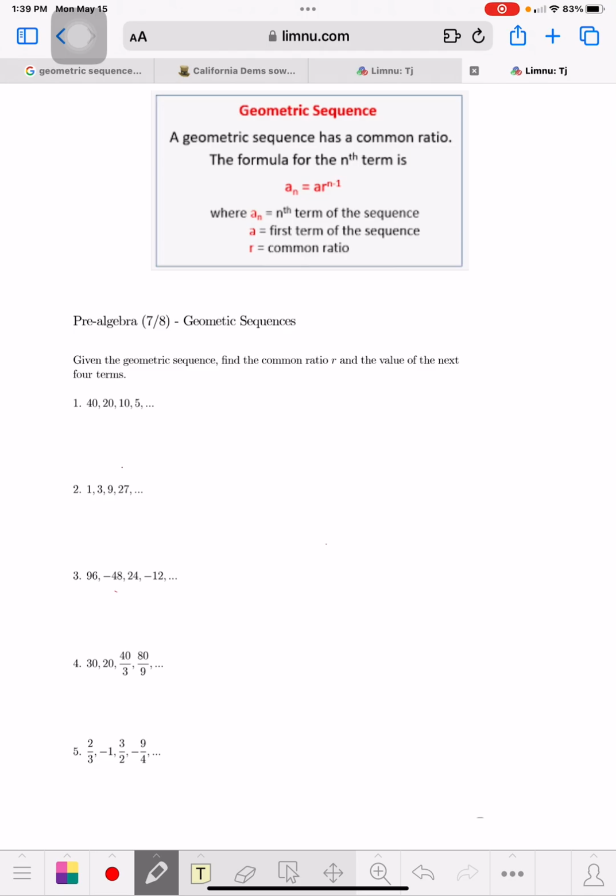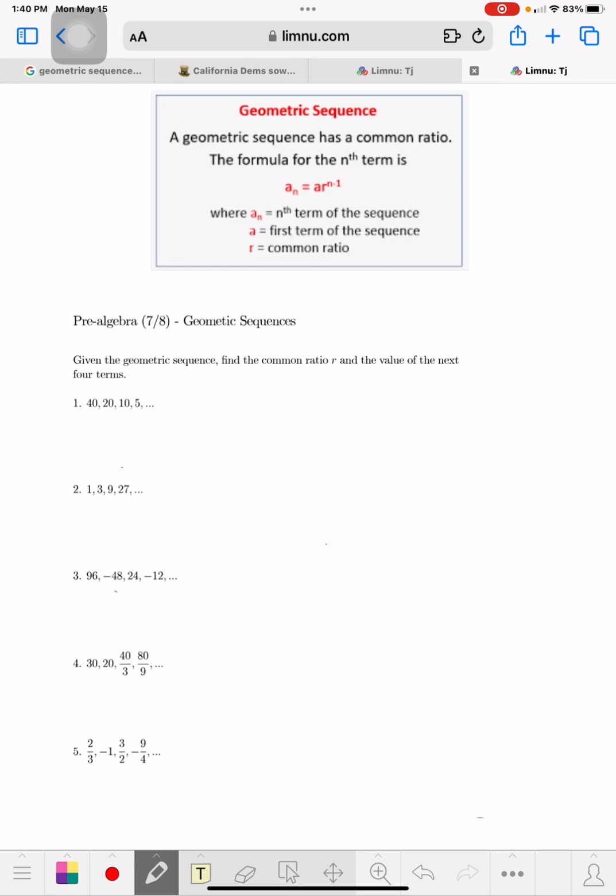The next lesson we have for today is geometric sequences. The one we just did a few minutes ago was on arithmetic sequences. The difference between these two is that on the arithmetic sequences, it was addition, okay? On the geometric ones, it's multiplication. That's how you go from one to another to another.